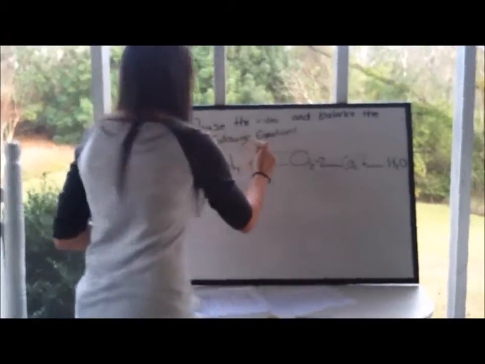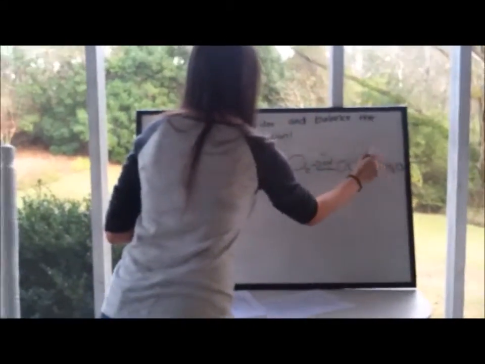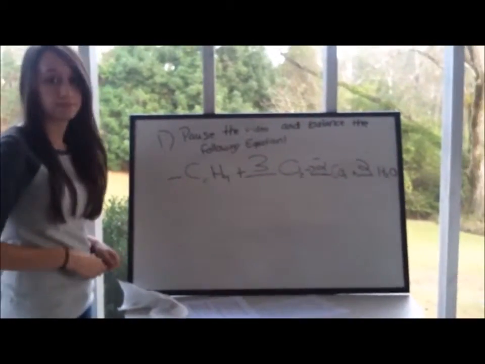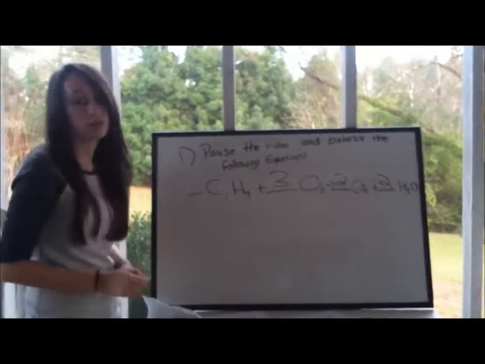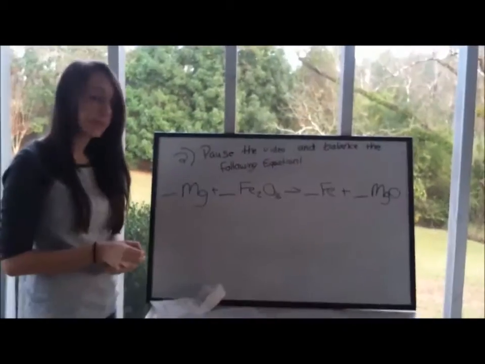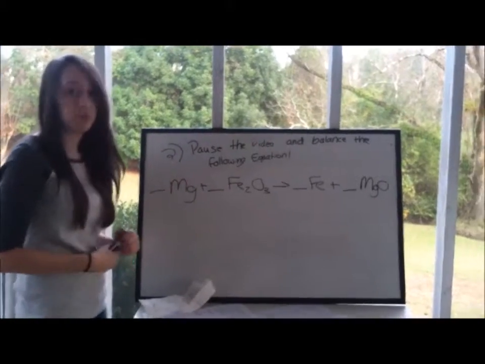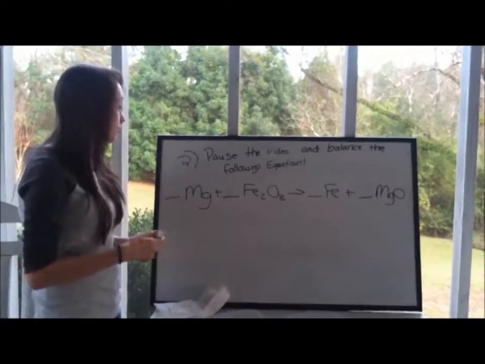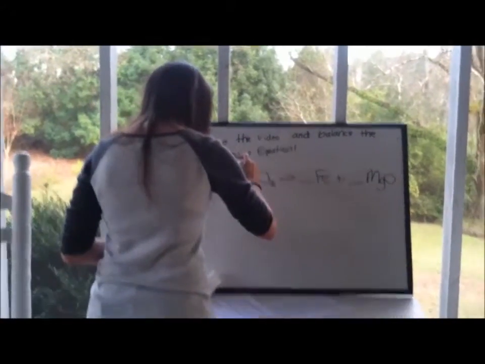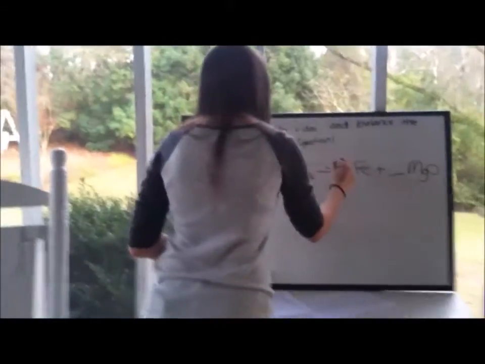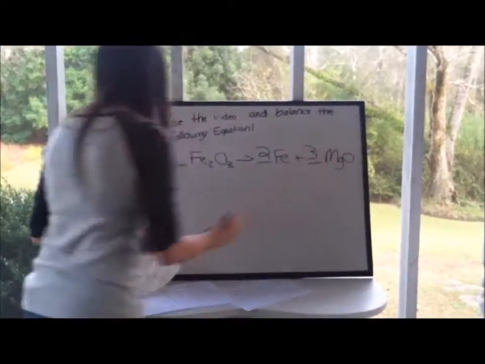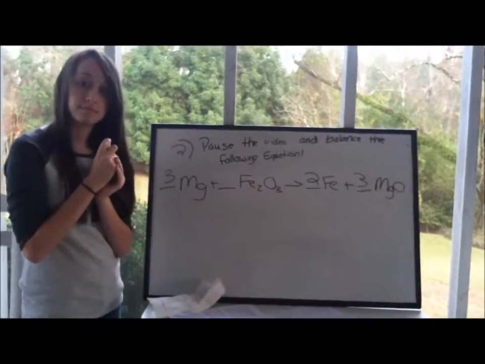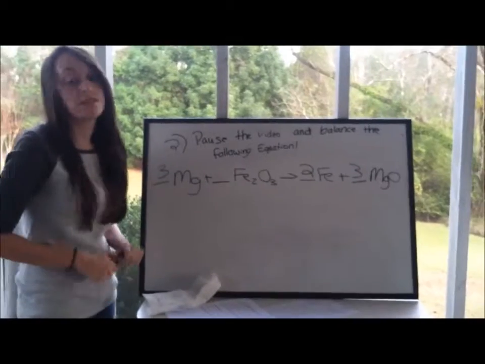If you got, then you're correct. What kind of chemical reaction would this be? If you said combustion, you're correct. Pause the video and balance the following equation for question 2. If you got, then you're correct. What kind of chemical reaction would this be? If you said single displacement, then you are correct.